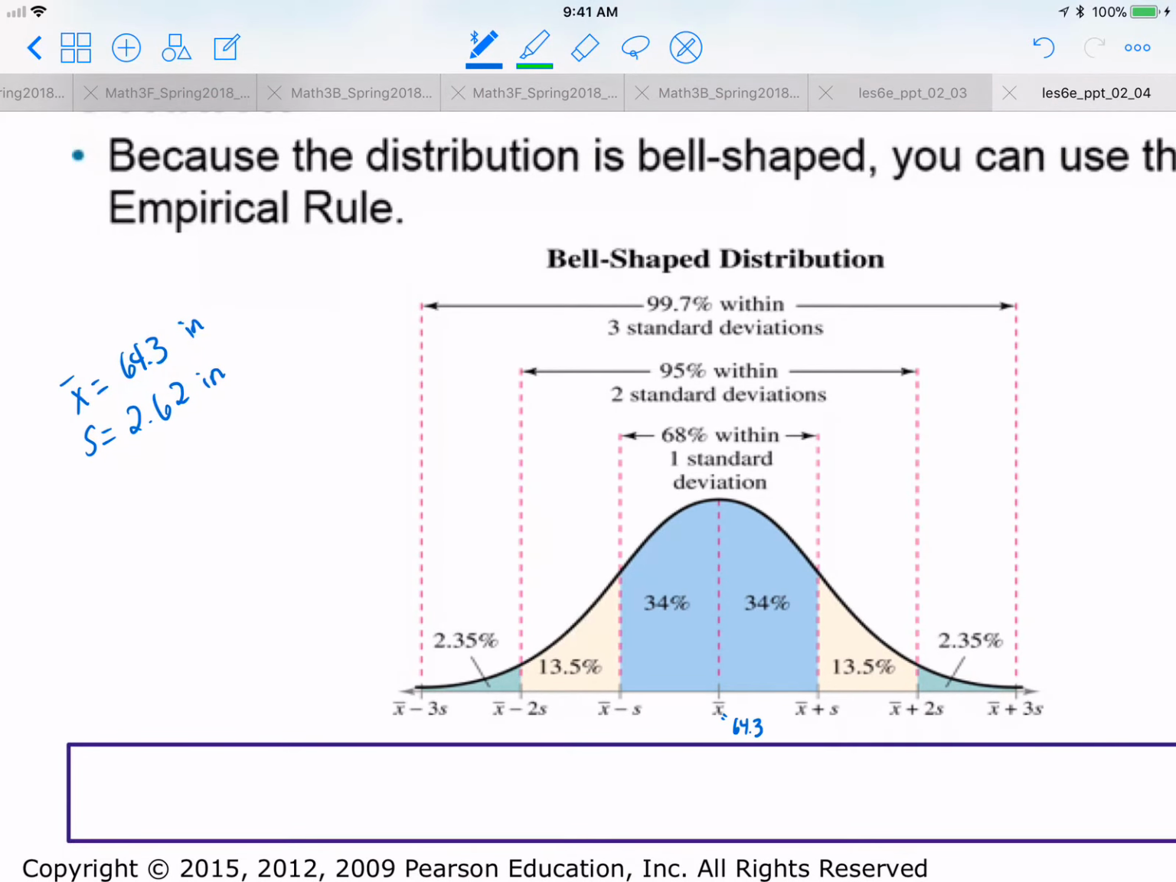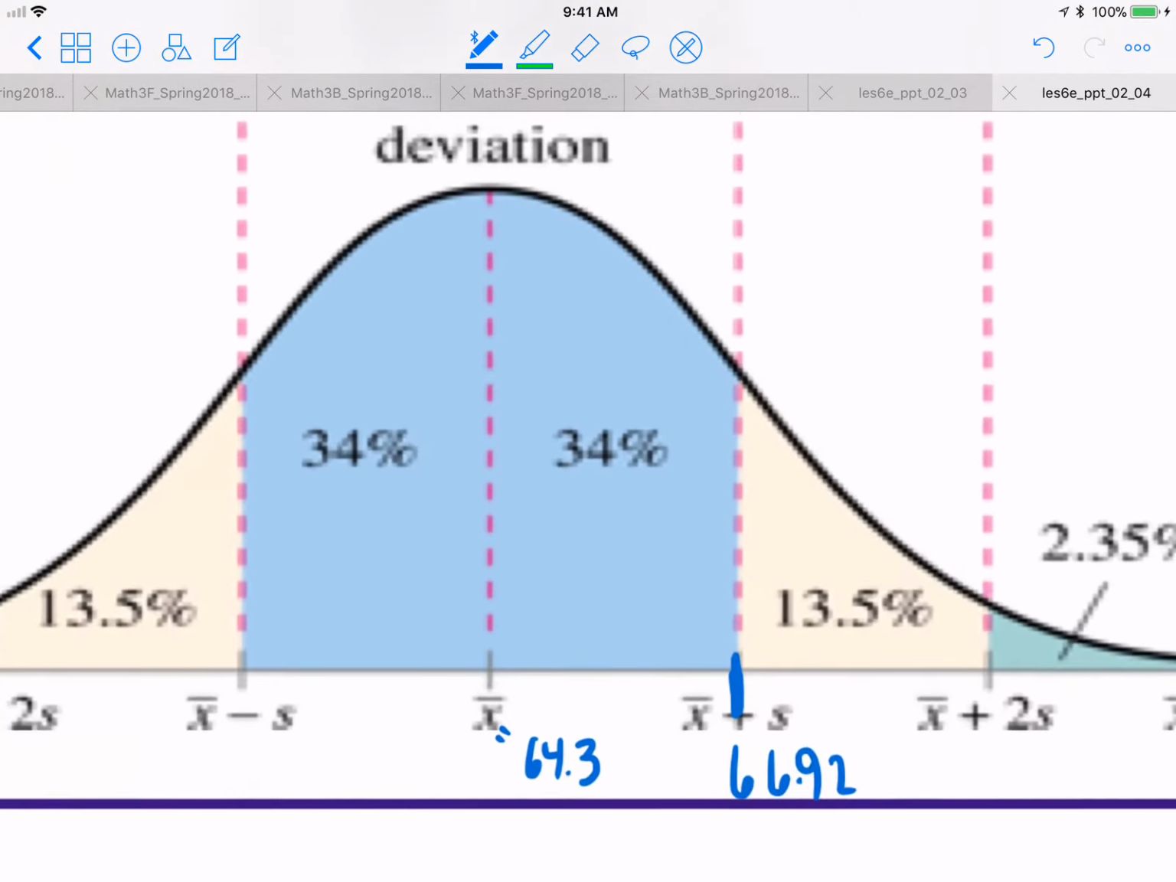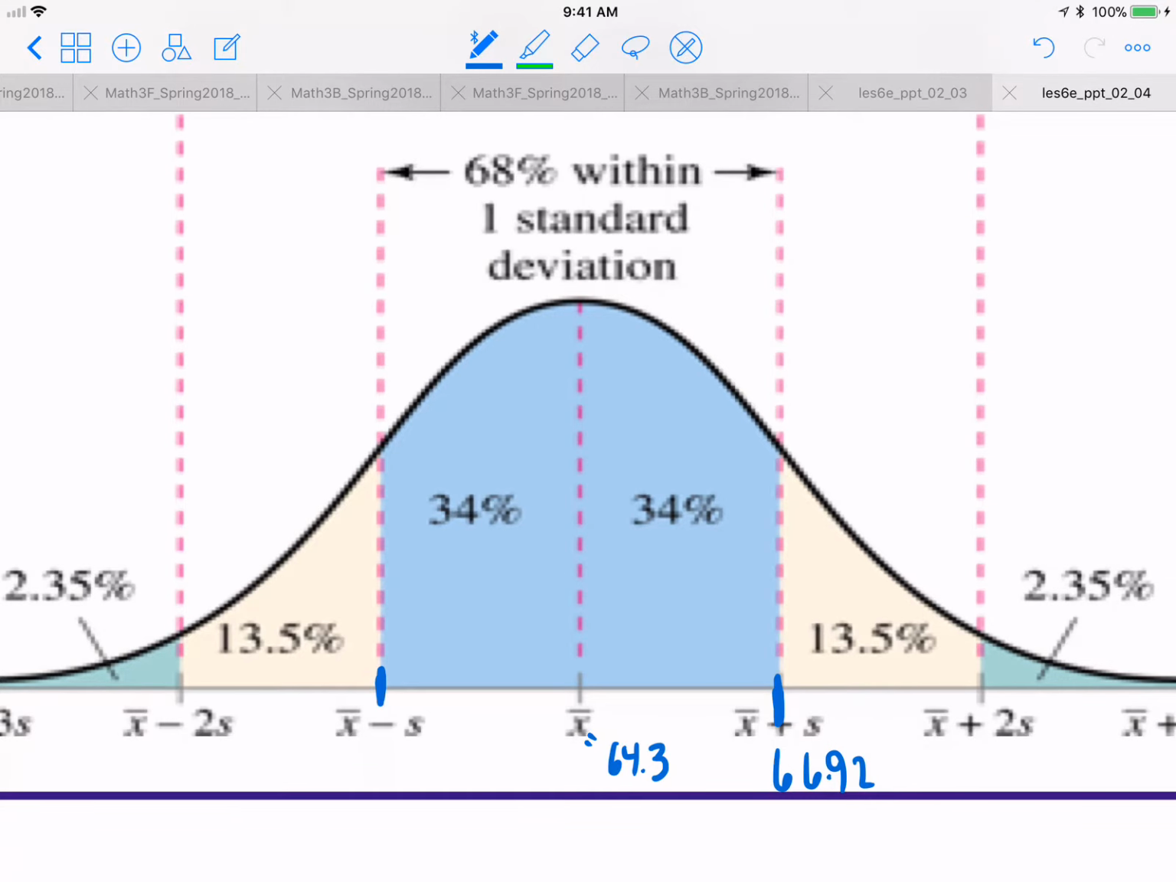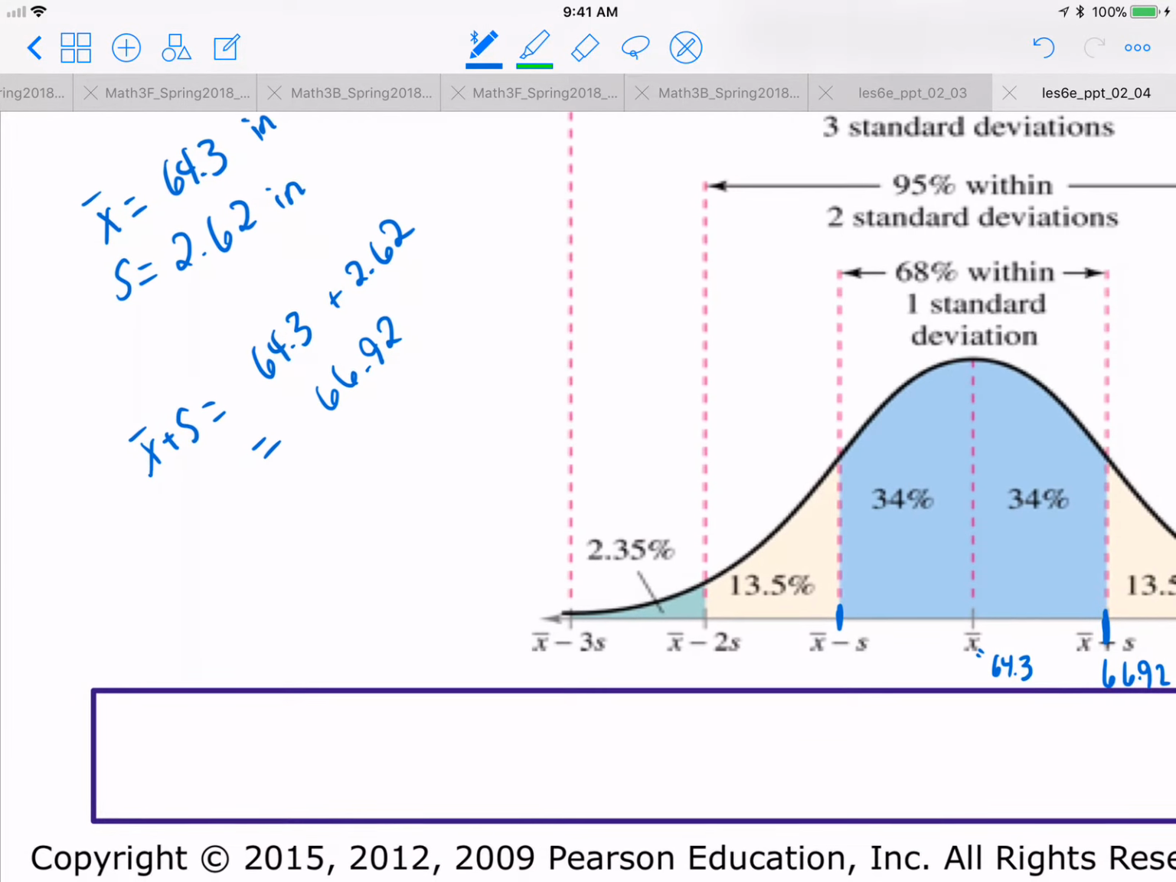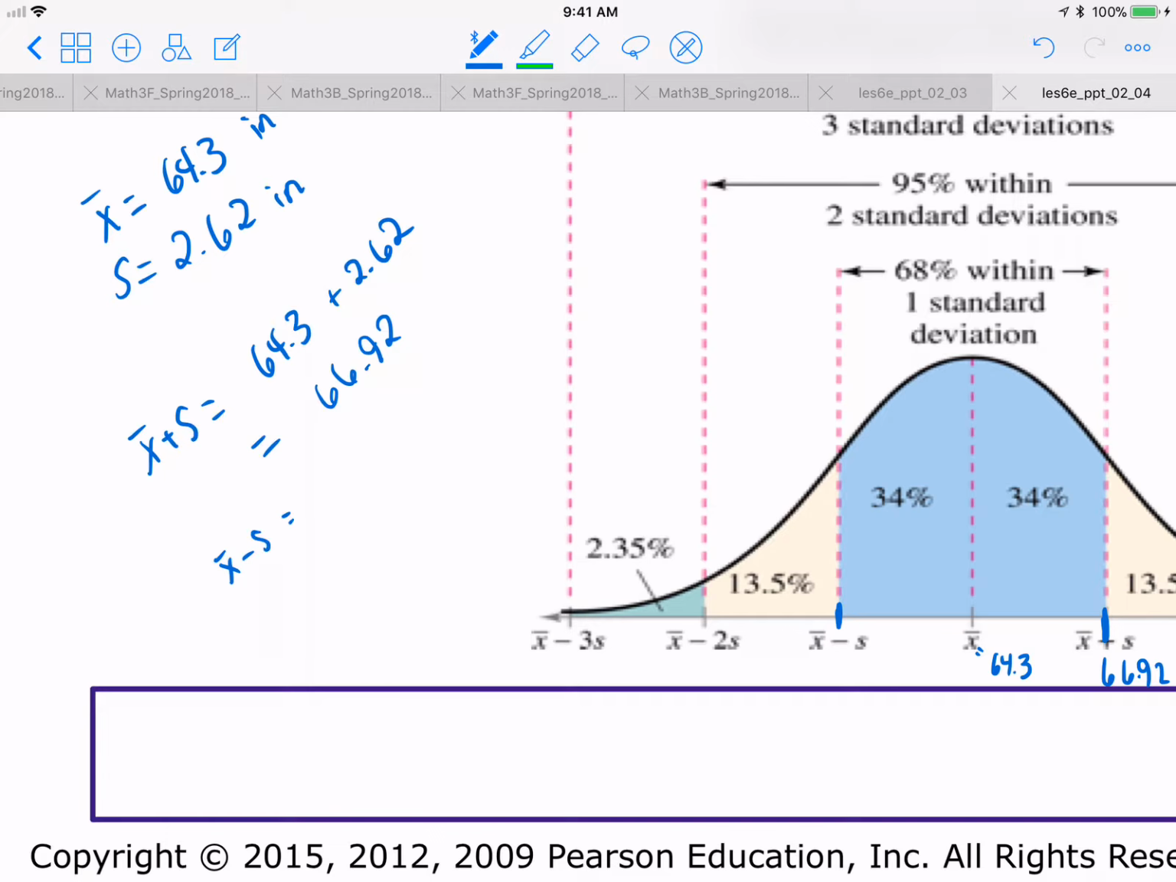So what is this x bar plus s? x bar plus s is going to be 64.3 plus 2.62, which is going to be 66.92. Okay, so right here, 66.92 is right here. You see that? And now what is this number right here? Well, now we need x bar minus s, which is 64.3 minus 2.62.